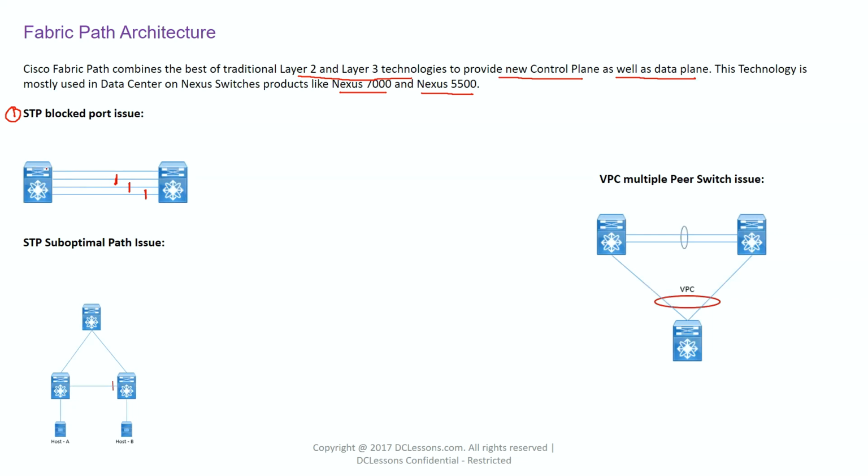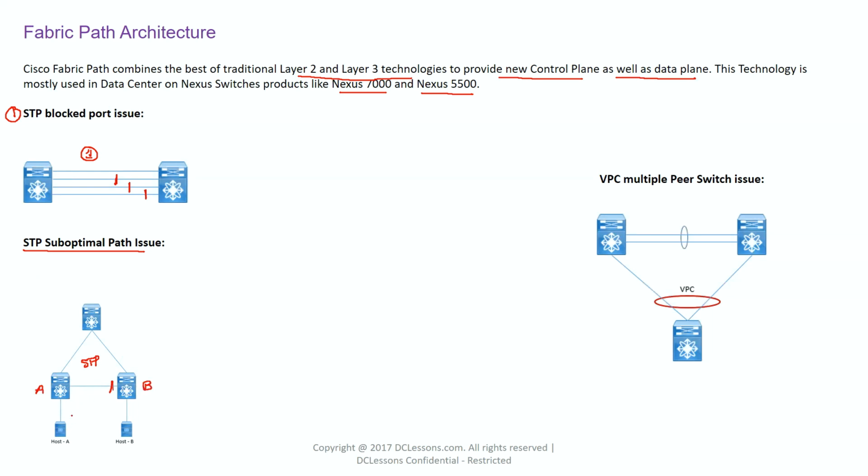So if we have multiple connections, we cannot use them, and an equal cost load balanced path cannot be achieved. So this was one major issue. Second is the STP suboptimal path issue. Let's suppose we have 3 switches interconnected by cables. Because STP is working, one port will be in a blocked state, even though I have a direct connection from switch A to switch B, right?